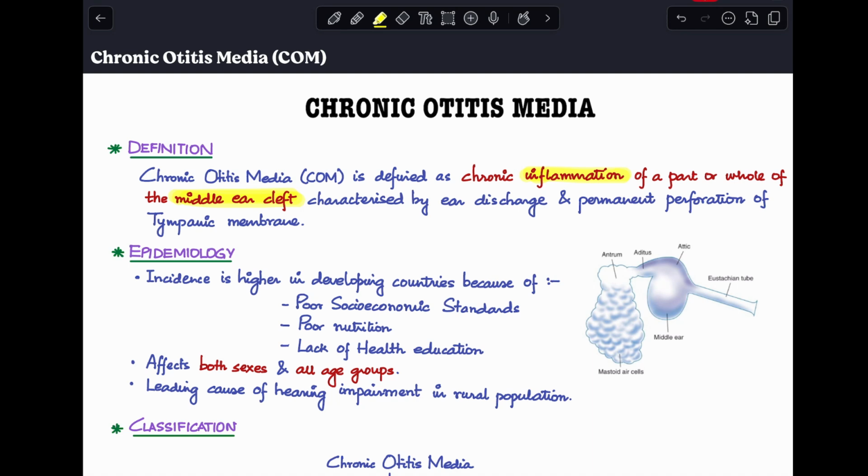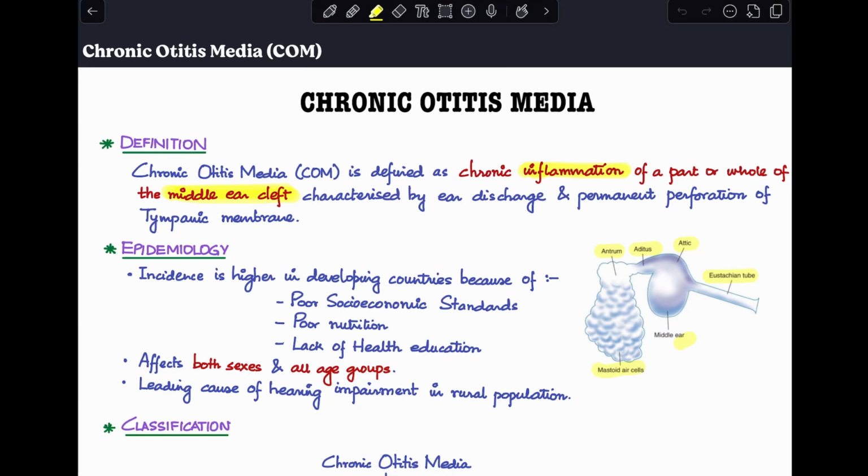Now, what are the structures of the middle ear cleft? The middle ear cleft includes the middle ear cavity, eustachian tube, attic, aditus, antrum, and mastoid air cells.